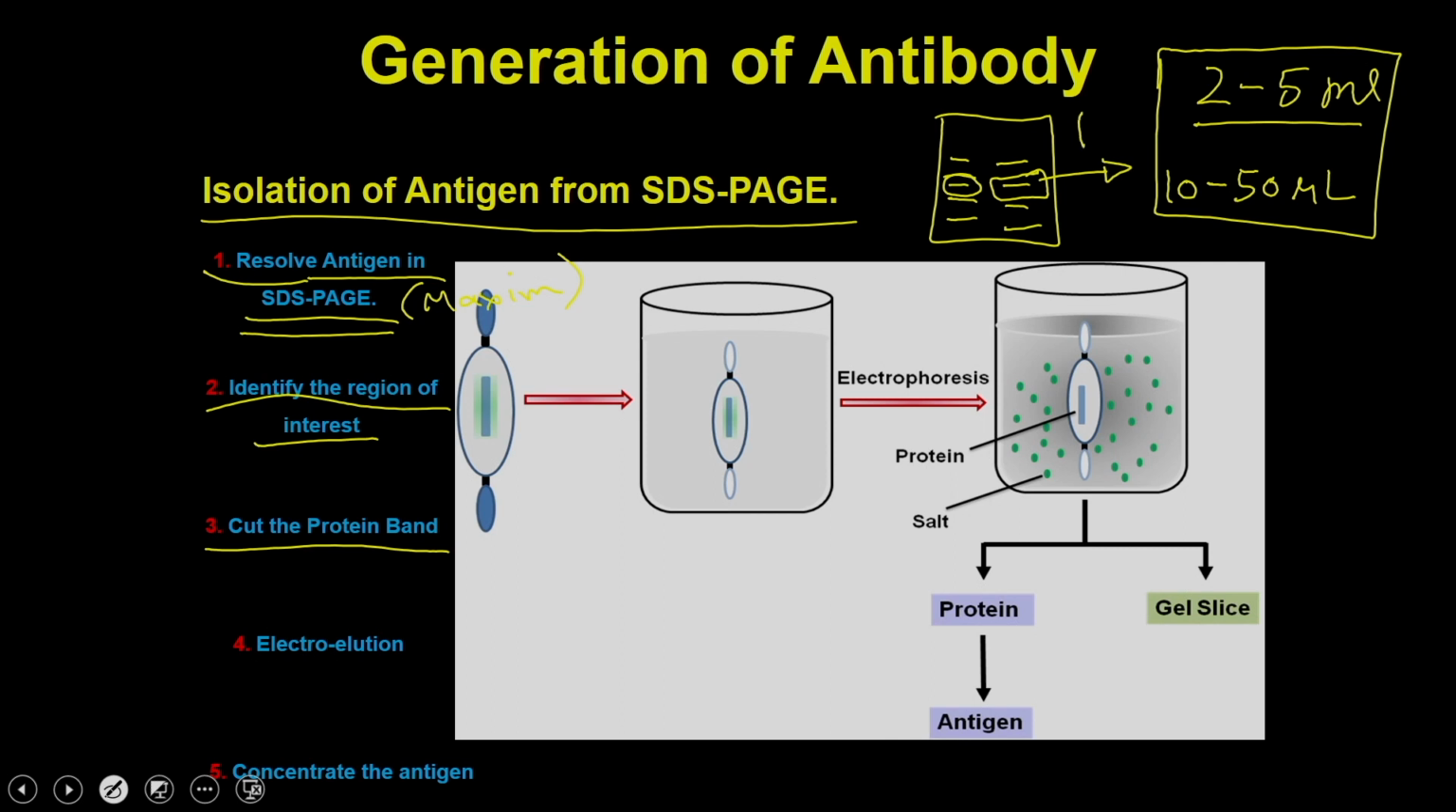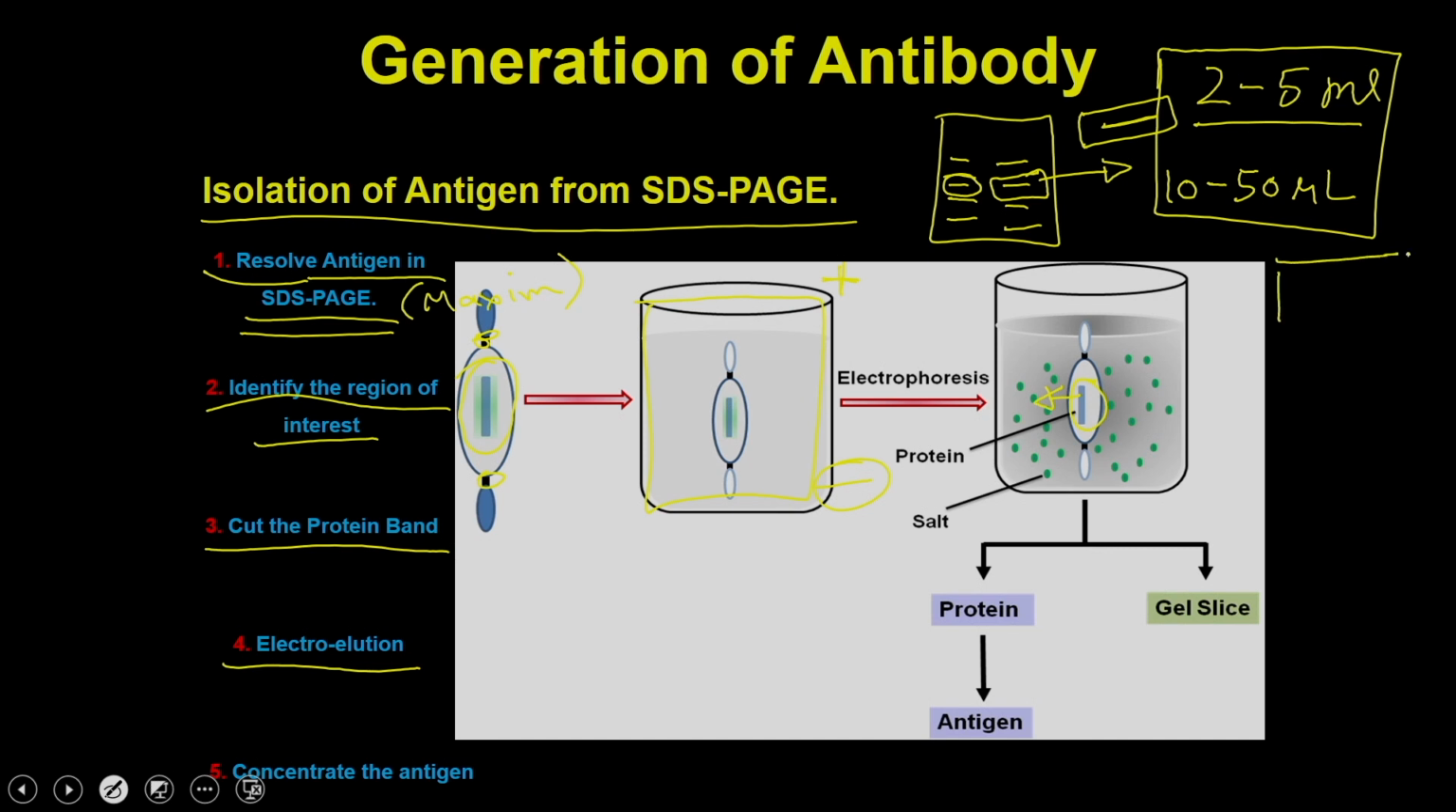Once you have the protein band present in the gel slice, you will be able to do the electroelution. In the electroelution, you are going to take this gel block, put it into a dialysis bag, and then put it into a beaker, and in the beaker you are going to perform the electrophoresis. So, you are going to put the positive and negative electrodes across this beaker. Because you are doing the electrophoresis, the protein band is going to start migrating from the gel block.